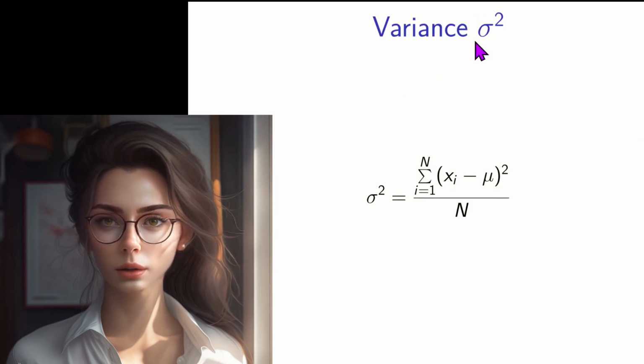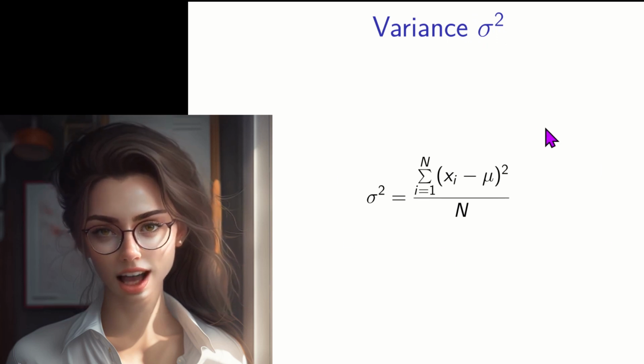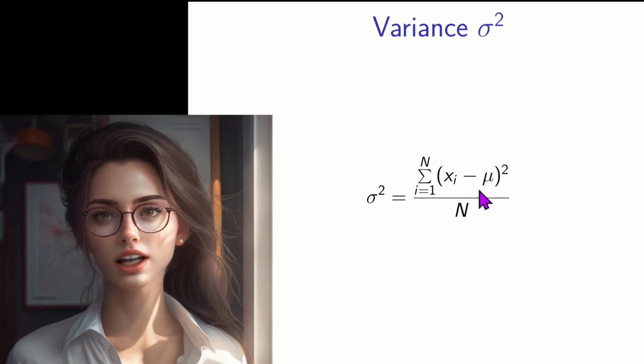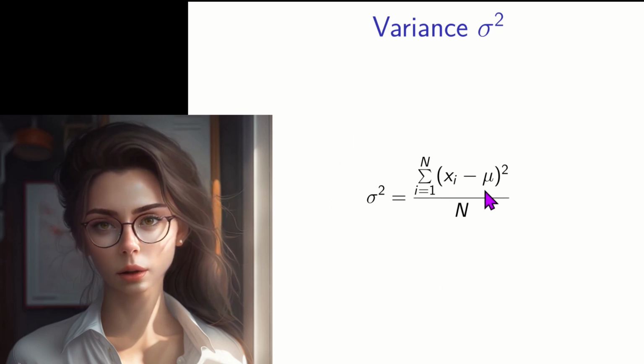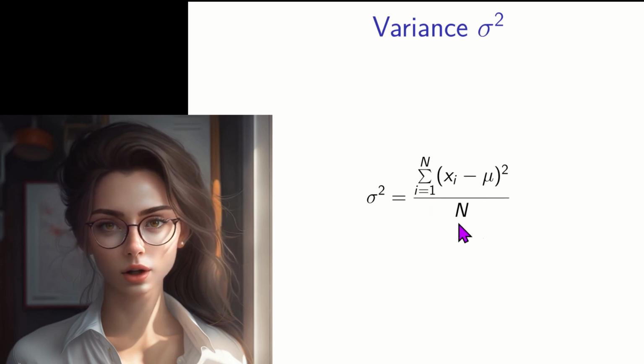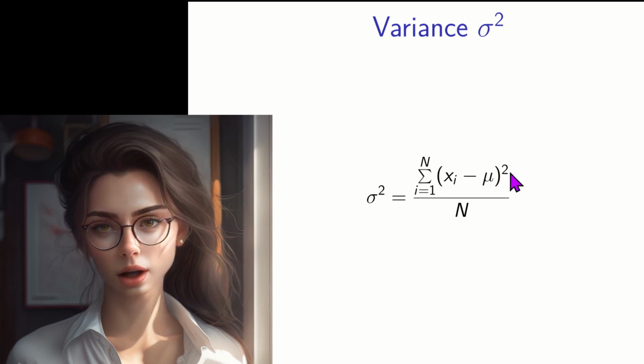It's denoted by the symbol sigma squared. To calculate variance, we follow this formula. Here, xi represents each data point. Mu is the mean of the dataset. Sigma means we're summing up the results for all data points indexed by i, and n is the total number of data points.